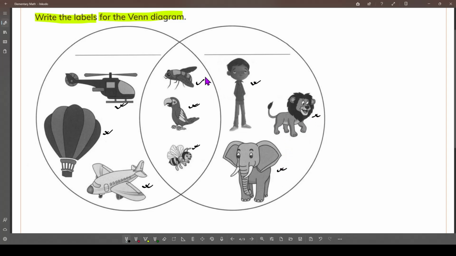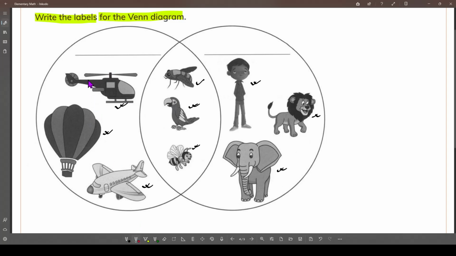So is there any similarity? We know in a Venn diagram, the middle portion is where the circles overlap. Here are two circles, but the middle portion is the part they share. So what is the similarity on the right side and left side of this circle? Look, on the left side we are seeing everything that can fly, right?